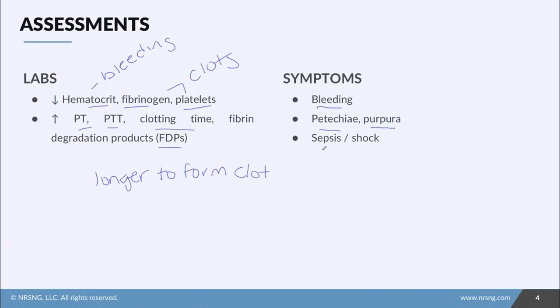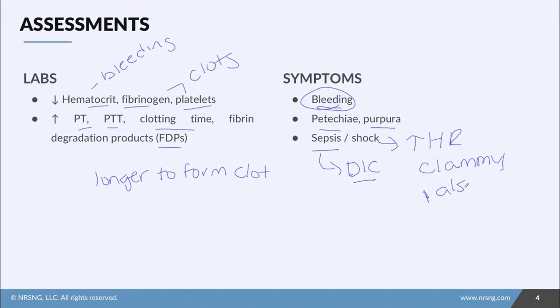Sepsis and shock. So sepsis can often lead to DIC. So patients might have sepsis symptoms because that's a big cause of DIC. And then shock because we are bleeding. So shock symptoms: the high heart rate, tachycardia, paleness, cool, clammy skin. That is going to be our symptoms of shock.